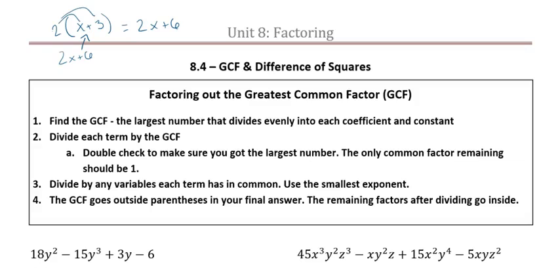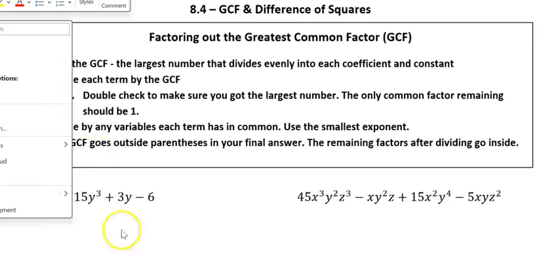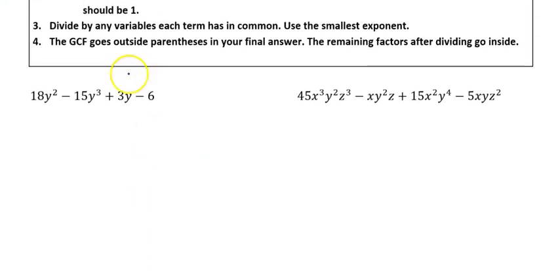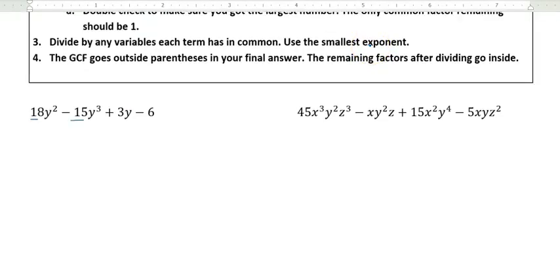Okay, so GCF is the largest number that can be divided evenly into every coefficient or constant. So every number, I want to be able to divide it evenly. All right, so here my coefficients are 18, negative 15, 3, and negative 6. Okay, so what number can I divide all of those by? The answer is 3. So what I'm going to do is divide every term by 3. And when I do that, 3 is my greatest common factor.